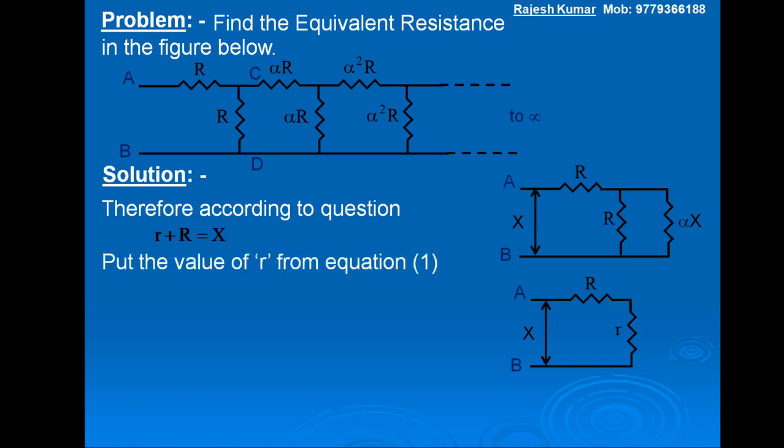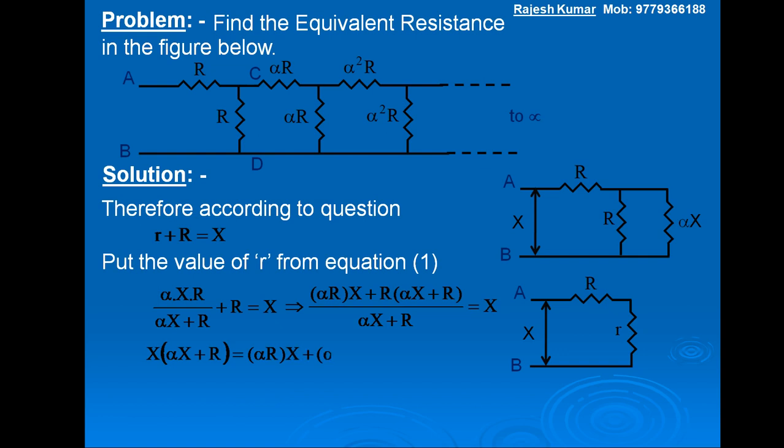Put the value of small r from equation 1, we get alpha x r upon alpha x plus r is equal to X. In the left hand side, take LCM, we get alpha into r into x plus r into alpha x plus r within the bracket upon LCM alpha x plus r is equal to X. Now cross multiply each other.